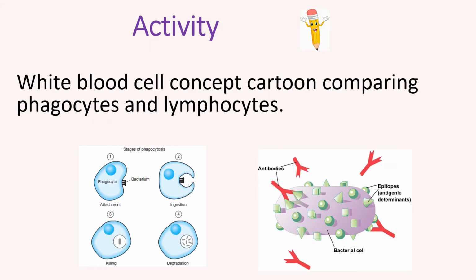Now you can complete an activity where you fill out a white blood cell concept cartoon comparing phagocytes and lymphocytes so that you know the structure and differences between each of them. You can find this in activities and consumables. So it is called 2-point storyboard and the consumables.